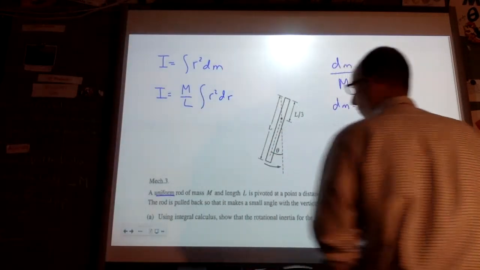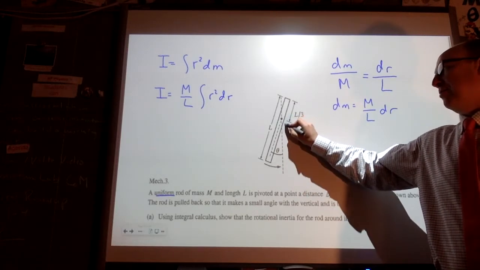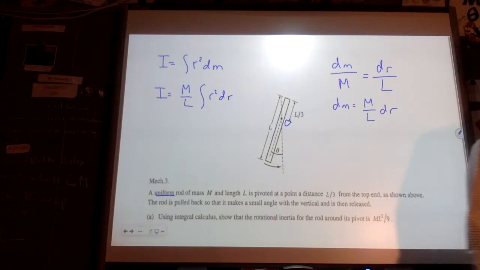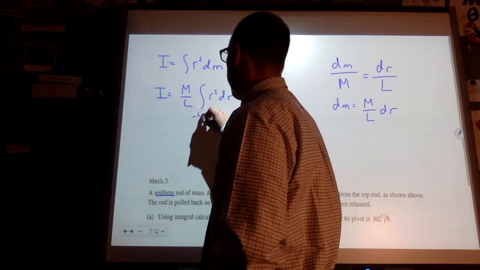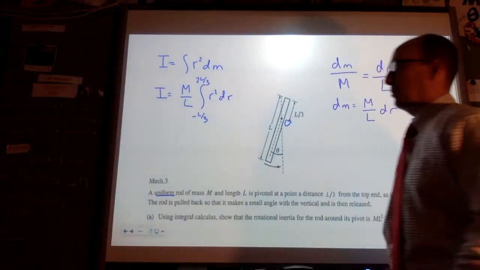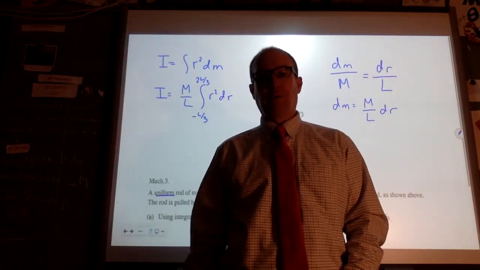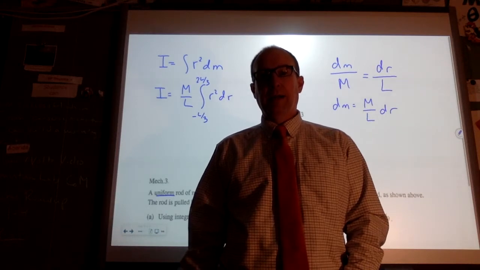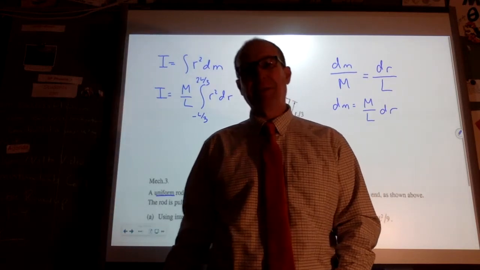Now, I need to go from, this was going to be our pivot point, so this is going to be 0. And so I'm going to go from negative L over 3 to 2/3 L. And you could just as easily go from negative 2/3 L to L over 3. It wouldn't make a difference.